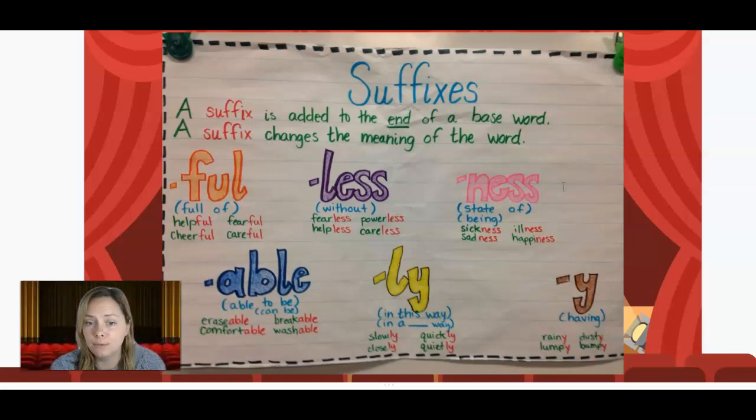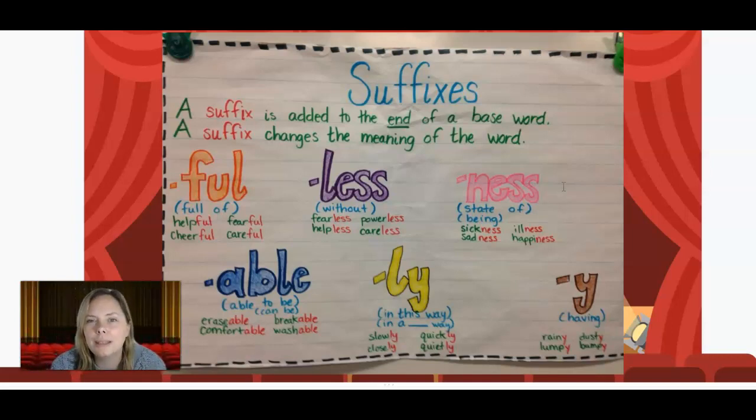Full, meaning full of. So if I have the base word help and I put full at the end of it, it changes it. Helpful, it's someone who is helping, someone who is being helpful to you. Cheer just means happy. Cheerful, somebody who has a happy disposition, who has a good attitude. Fear, obviously that just means being scared. Fearful, a person who is scared.